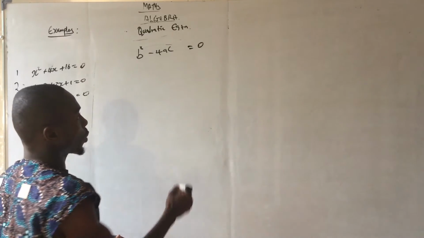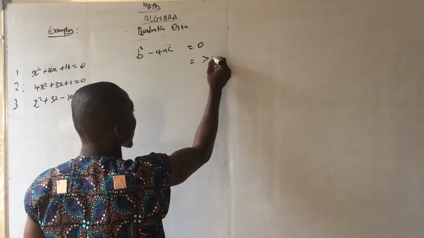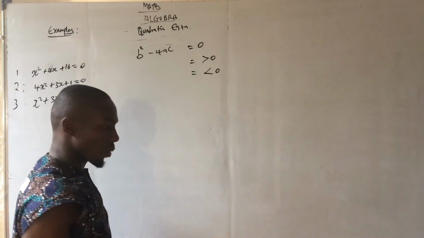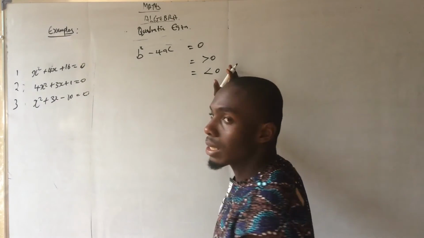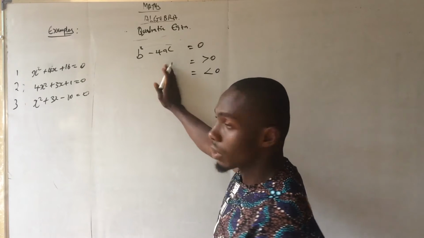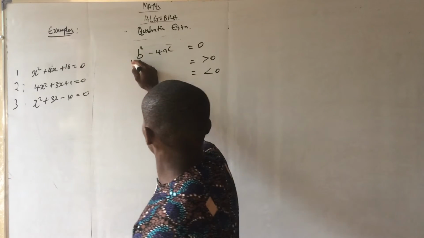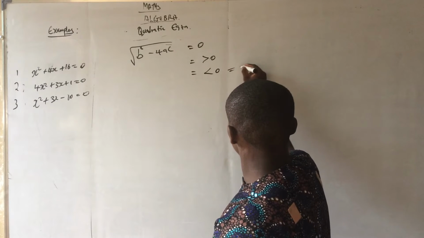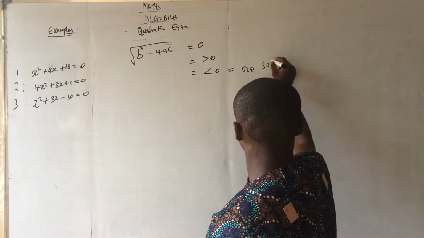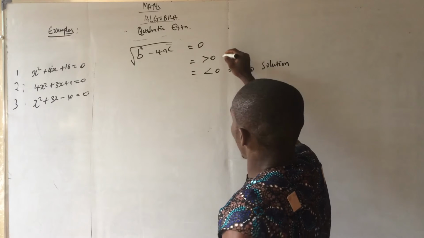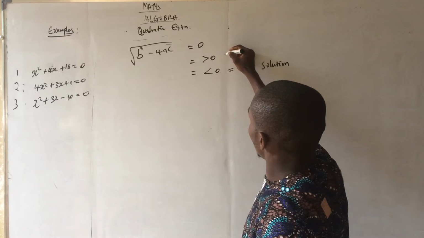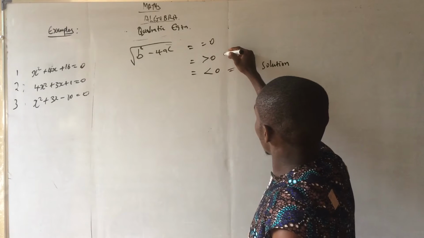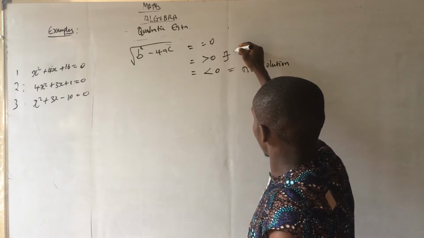And this discriminant that is here, sometimes it can be equal to 0, sometimes it can be greater than 0, and sometimes it can be less than 0. When the discriminant, after solving this, is less than 0, simply you conclude no solution. When it is greater than 0, you now say that the solution exists.